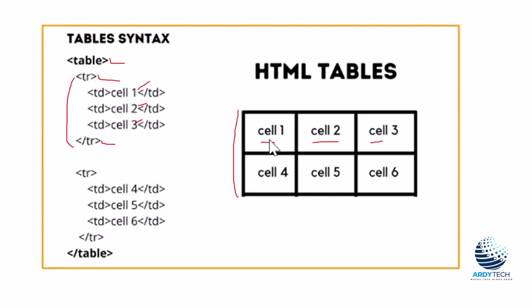So in order to show cell 1, cell 2, and cell 3, you need to define each cell within a table data. So td. So td cell 1. So this is cell 1. And td cell 2. This is cell 2. Then td cell 3. And this is cell 3. So this is only for the first row. So if we look at this second row, you will see now td cell 4, then td cell 5, then td cell 6.